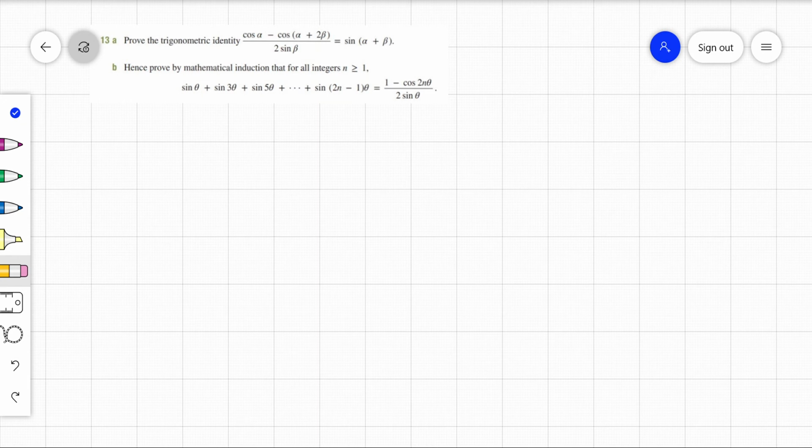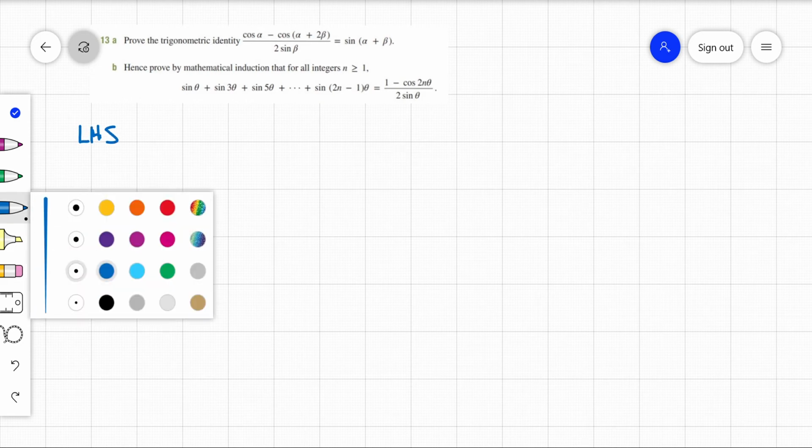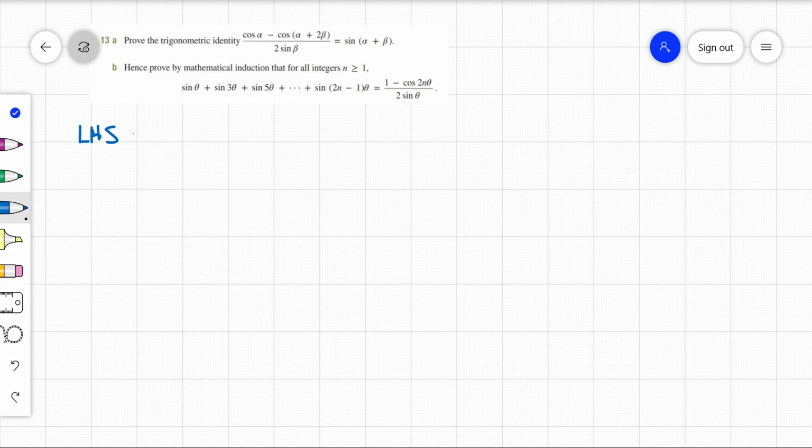Okay, so to prove part A, let's just start on our left-hand side and see how we go. Our left-hand side is equal to cos alpha minus cos alpha plus 2 beta, all on 2 sine beta. All right, so cos alpha is all nice and fine.